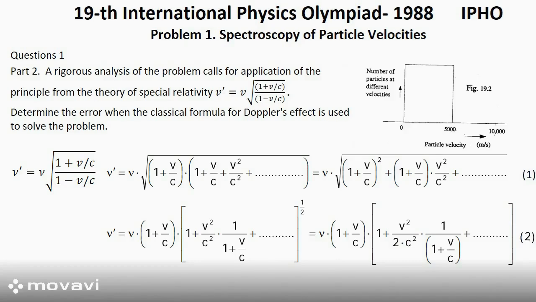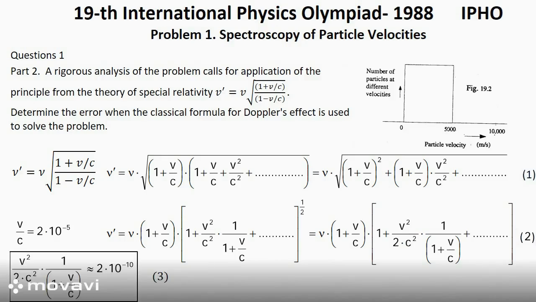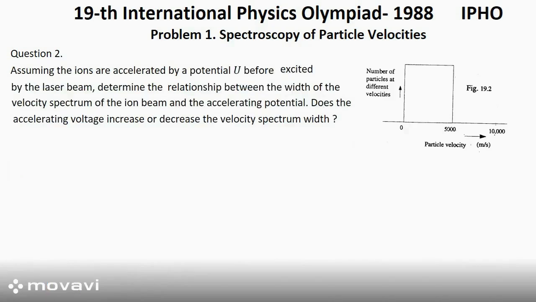The second term in the brackets represents the error if the classical formula for the Doppler effect is employed. So we see that v over c equals 2 by 10 power negative 5. And finally we have expression 3. The error in the application of the classical formula for the Doppler effect, however, is of the order of the factor 2 by 10 power negative 10. This means that the classical formula for the Doppler effect can be used to analyze the problem without losing accuracy. That was the solution to part 2 of question 1.